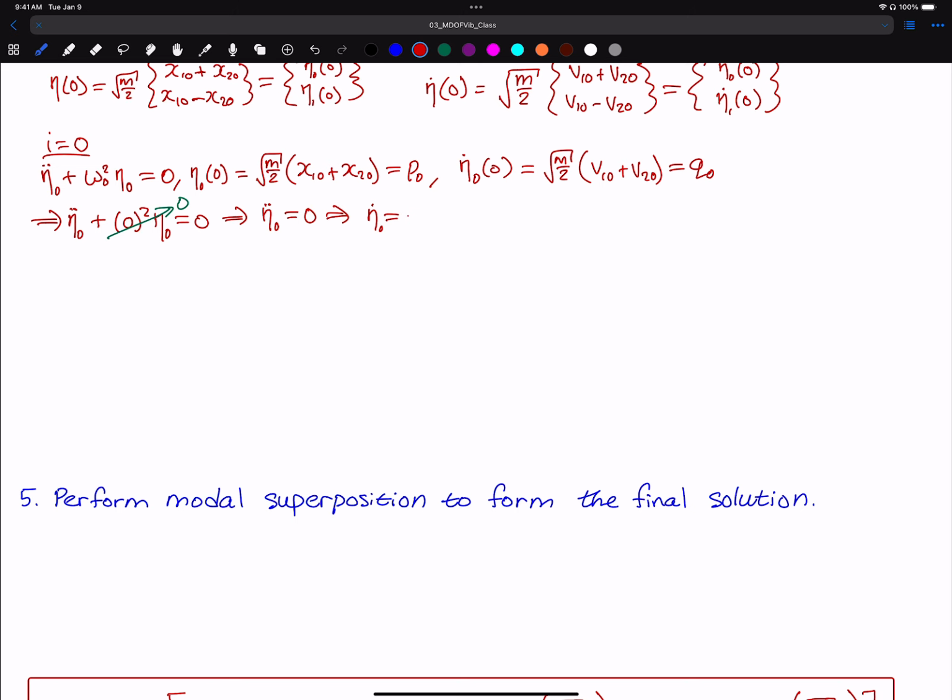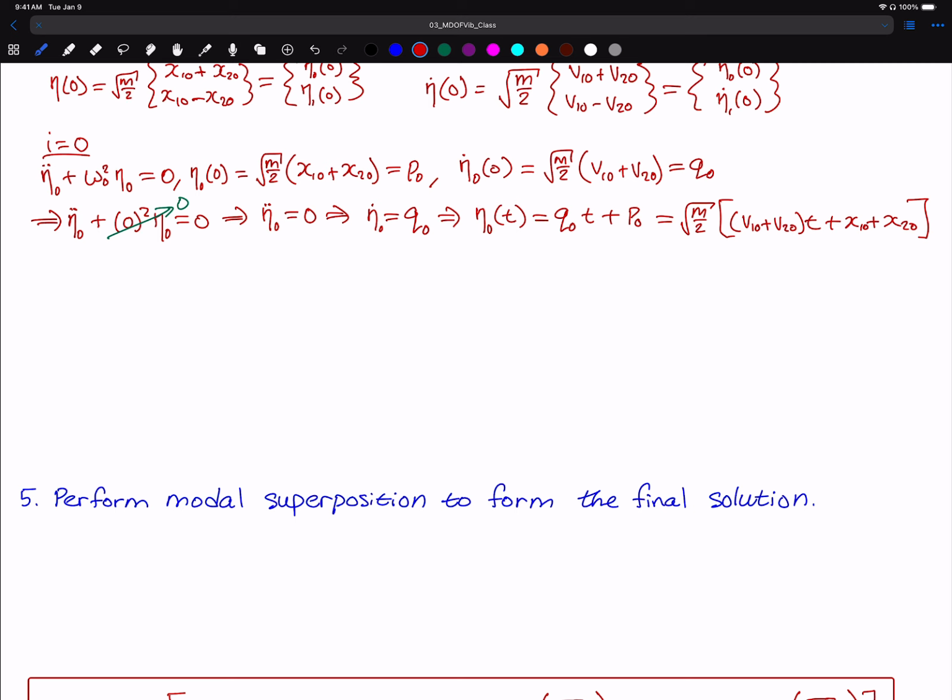That constant is going to be equal to our initial condition, q0, which is then equal to the square root of m over 2 times the quantity v01 plus v20. We can integrate that again, and we'll get here that eta 0 of t will be equal to q0t plus p0, equal to, we pull out the square root of m over 2 times the quantity v10 plus v20 t plus x10 plus x20. And that is our solution.